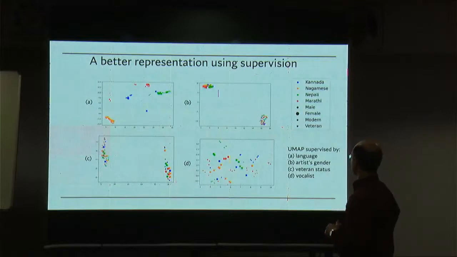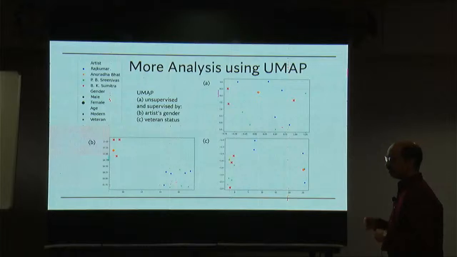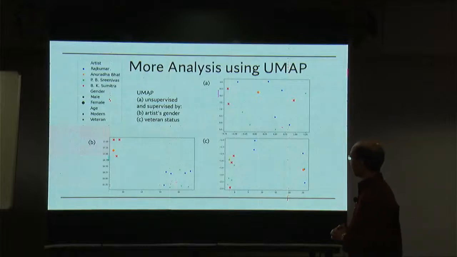We can easily see that all the Nagamese songs are on one side, Nagamese male songs are on one side, Nepali songs are on one side, and so on and so forth. So we did more analysis using unsupervised and artist gender and veteran status. Again we can see the distinctions coming out from the plots.